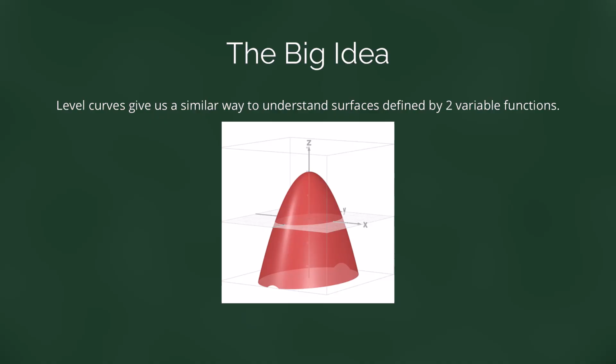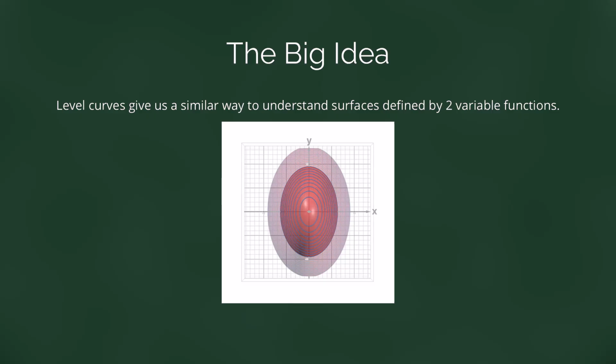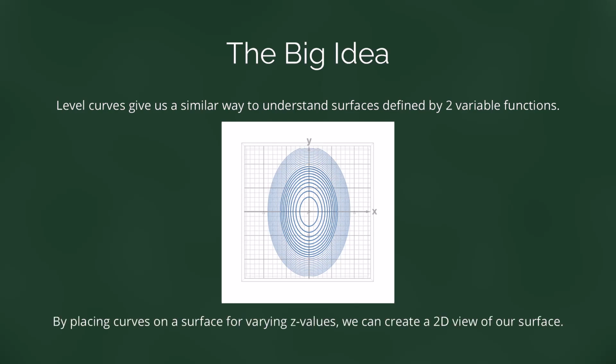If we take a look at a 3-dimensional surface, we can then place lines along that surface for varying values of z. Once those lines are in place, if we take a top-down view, in other words, if we examine that surface in only the xy plane, we can see those lines that we've placed on the surface in 2 dimensions. These lines are what we call level curves. They create a 2-dimensional view of our surface, where along every line, we know that every point on our graph has the same z value.